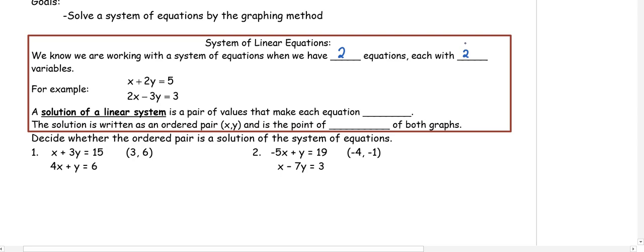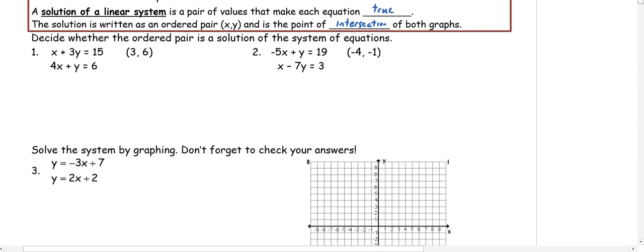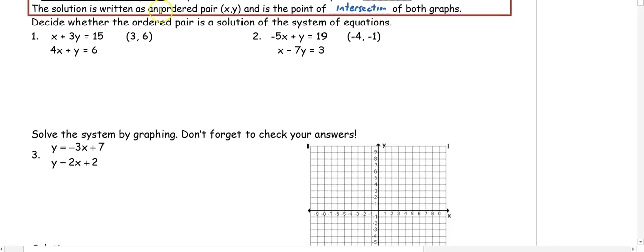A solution to a linear pair is a pair that makes each equation true. The solution is an ordered pair written as x, y, and it is the point of intersection when we get to graphing. In 1 and 2, we're going to determine if the ordered pair is a solution to the system. We substitute the x and y values in both equations and see if they're true. Because there are two equations, it has to work in both equations.